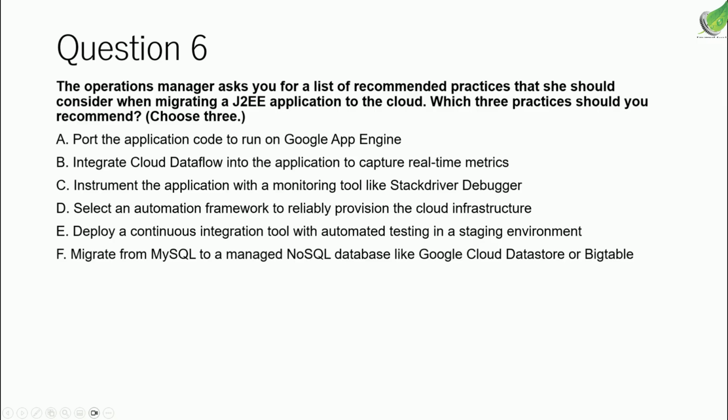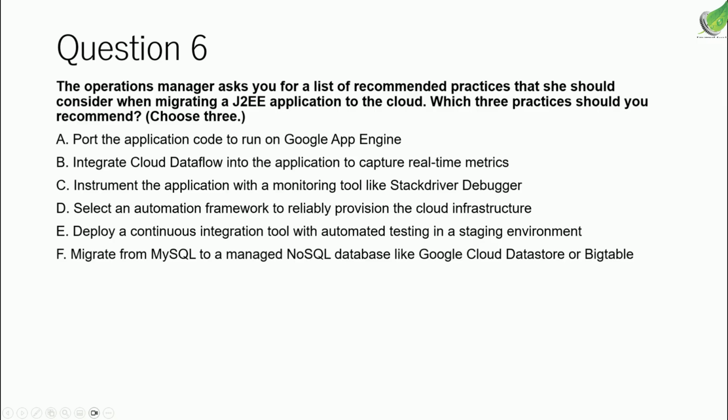Let's look at option D. This is another excellent practice. This refers to the principle of infrastructure as code, or IaC, which is a core concept of DevOps and cloud computing. Using tools like Terraform or Cloud Deployment Manager to define infrastructure in code ensures that environments are created consistently, reliably, and repeatably. This is a must-have for any serious cloud project.